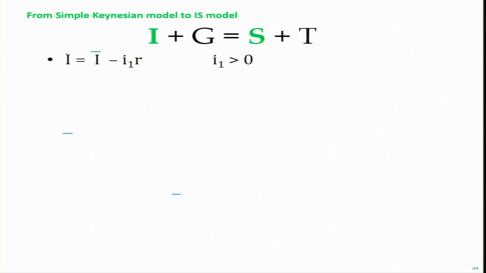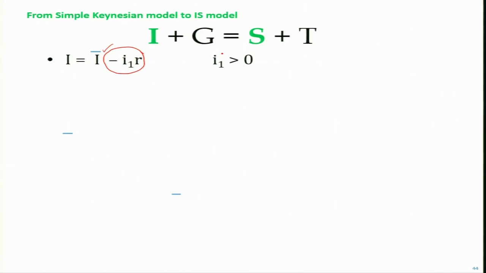Then here, total investment is a function of the rate of interest. It is equal to the autonomous component, I bar, minus I1 r. There is an inverse relationship between the rate of interest and investment, which is called interest-rate-induced investment. That means investment is negatively related to the rate of interest, and here I1 is greater than 0, that means the induced component is greater than 0.